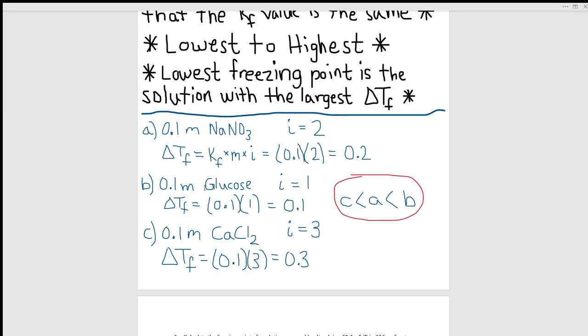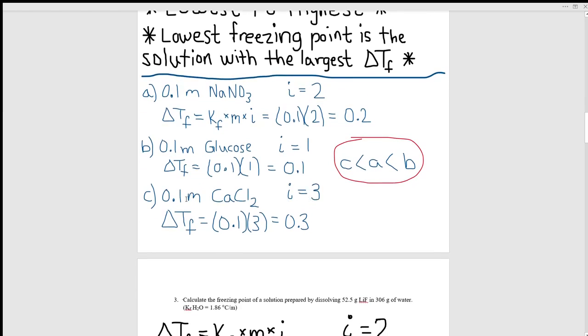and our Van 't Hoff factor for glucose is going to be equal to 1, since glucose is a molecular compound, not an ionic compound. So when it is placed in the solvent, it's not going to dissolve into positively and negatively charged particles. So we assign i equals 1 to this solution. Plugging that into our equation, 0.1 molality times the Van 't Hoff factor 1 is going to give us a delta T sub F value of 0.1 for the case of glucose.